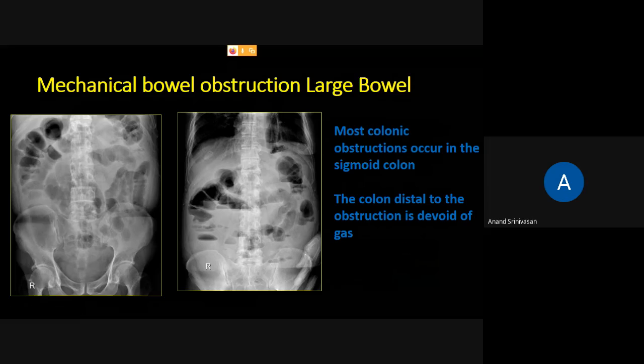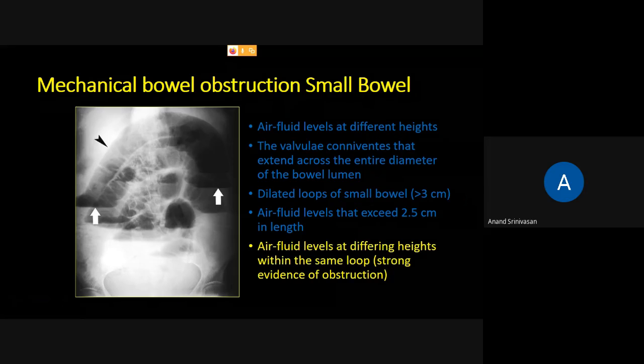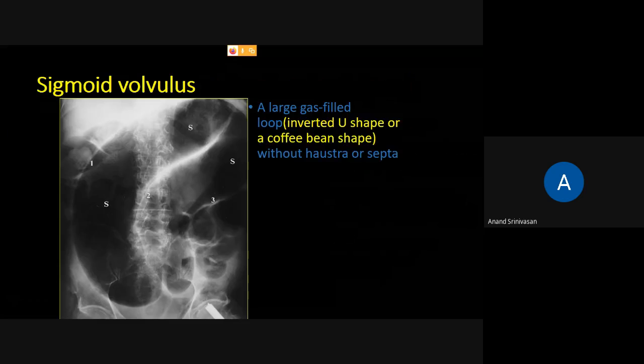And this is obstruction of the large intestine. As I said before, look at the caliber. If the intestinal segment is more than 5 centimeters, you think of large intestinal obstruction. Here you can see multiple fluid levels, indicating that this is a large bowel obstruction.